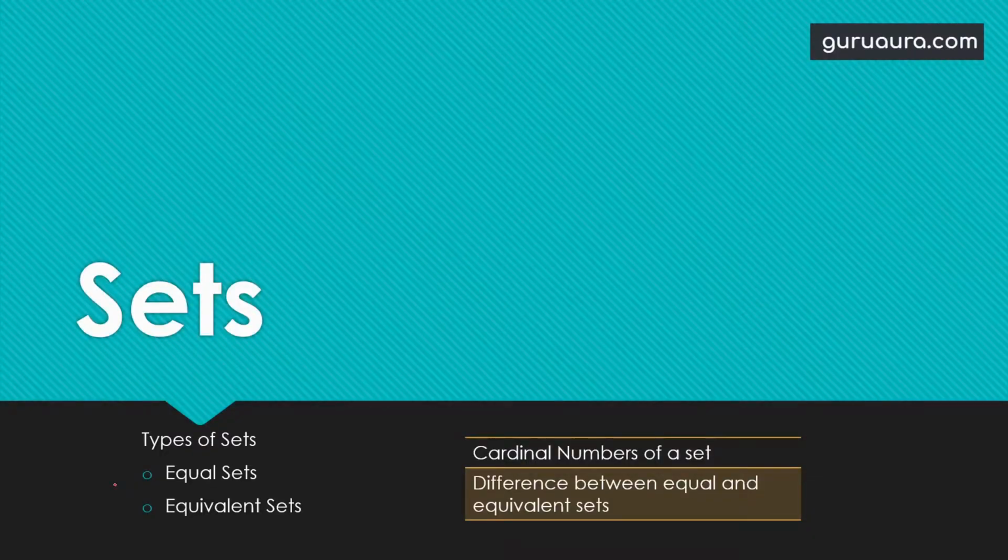Welcome to the third lesson of the series of sets. In our last lesson, we talked about empty set, singleton set, finite and infinite set. This lesson is in continuation to the last lesson, types of sets. Here we will learn about equal and equivalent sets, the difference between the two sets, and also we will see what is cardinal number of a set.